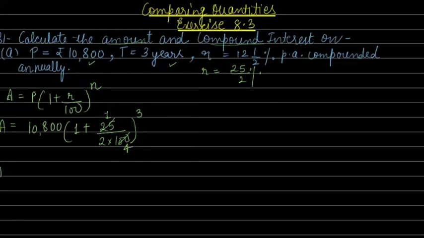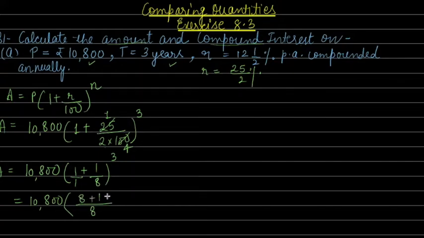Now if you cancel this, 25 ones are 25 and 25 fours are 100. So how much will be the amount? Amount becomes 10,800 as it is, 1 plus 1, 2 fours are 8, raised to the power 3. Now we will take the LCM. These are unlike fractions. Now this is 8 plus 1 over 8, raised to the power 3.